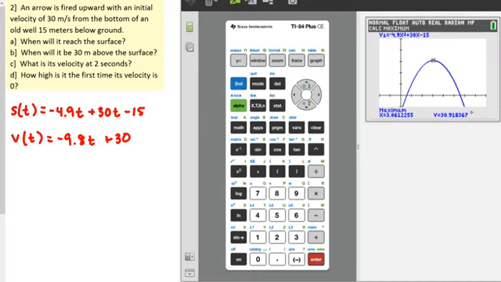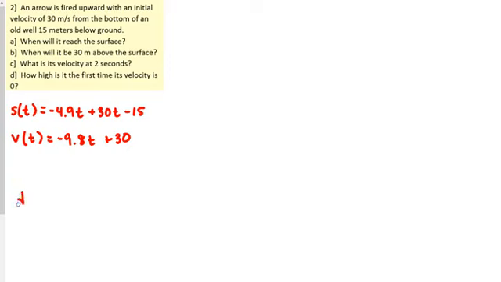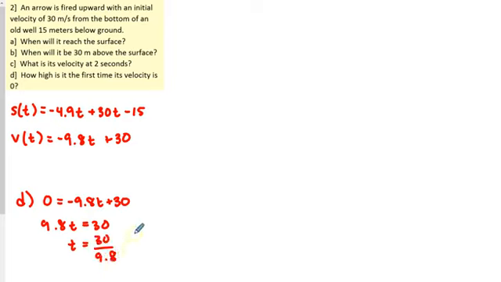Now there is another way we could do that part. So we could take our velocity and set it equal to 0. 0 equals negative 9.8 t plus 30. Solve for t. And then once we have that time, we could simplify it. We could then put it into our position equation. So there's actually a few different ways to get that part.